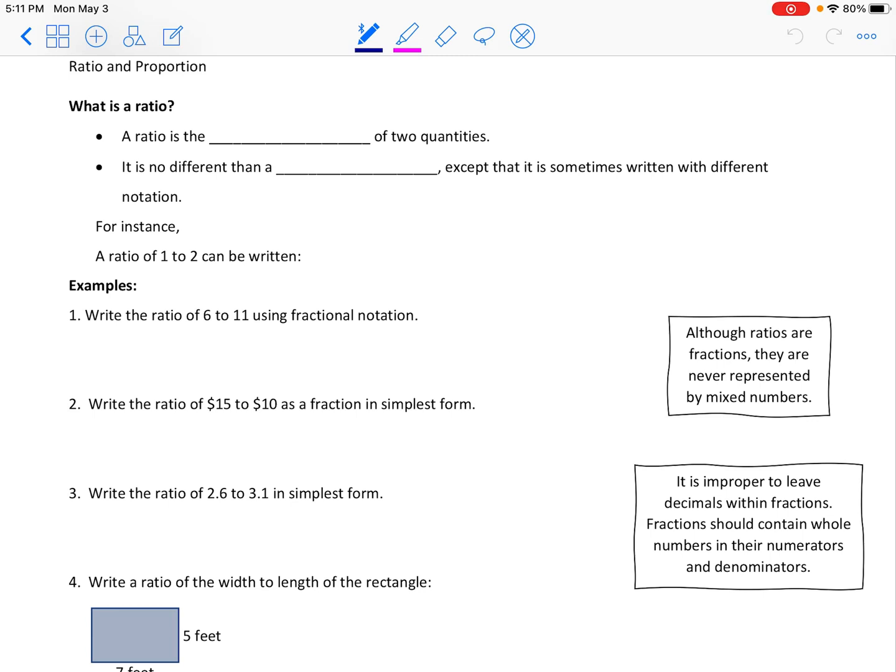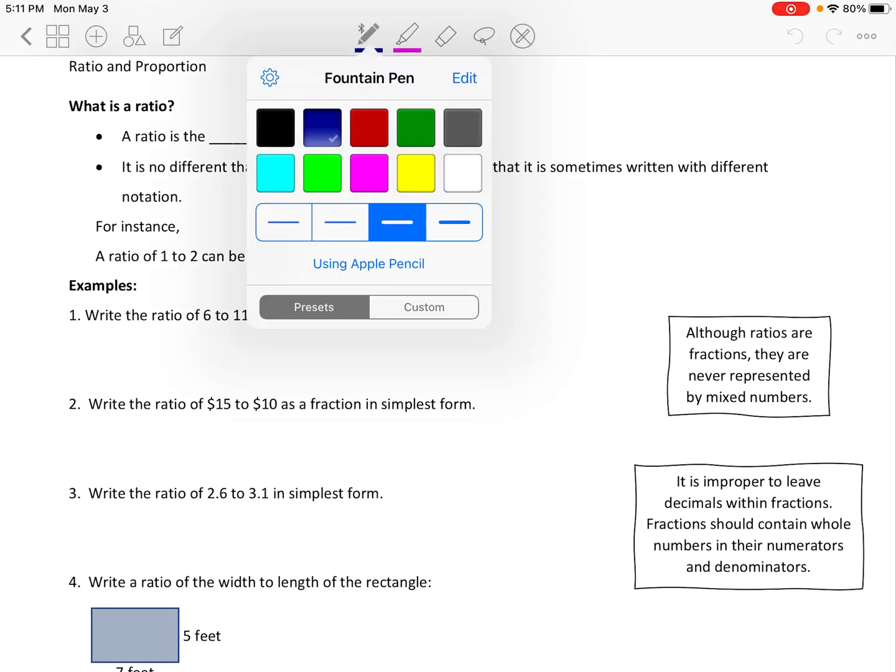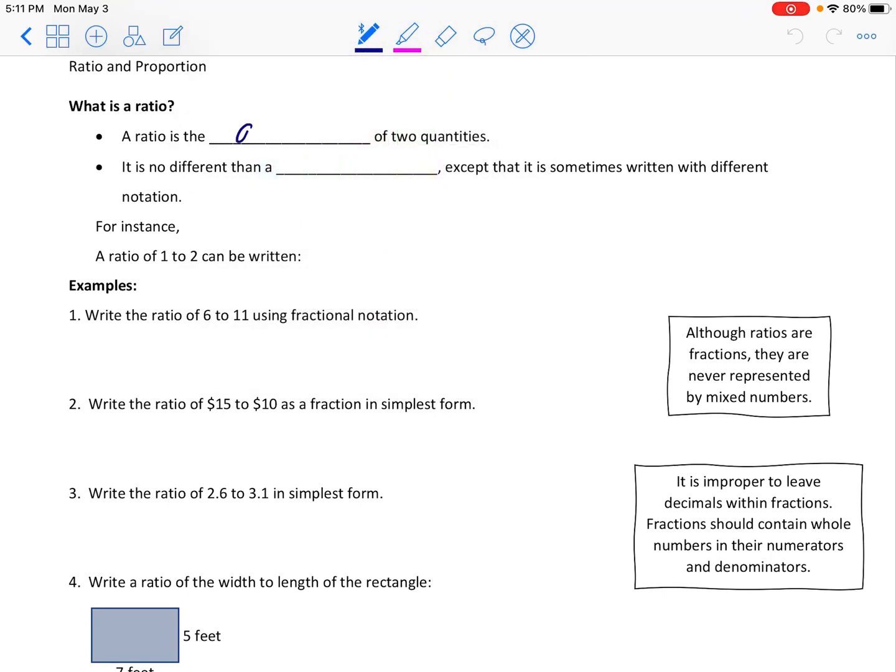So what is a ratio exactly? It's actually a synonym for a word that we probably know quite well. A ratio is a quotient of two quantities. And quotient means to divide. And when we divide two quantities, we will often see that represented by a fraction. So a ratio is no different than a fraction, okay? Except that it's sometimes written with different notations. The only difference, but it's just the quotient of two quantities, just dividing two quantities.